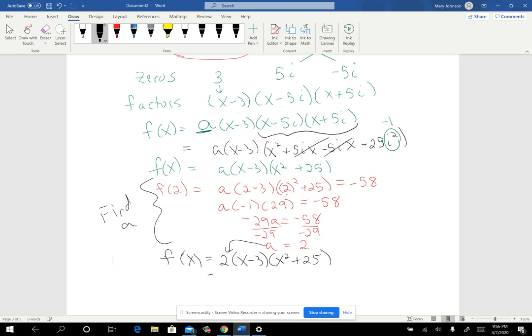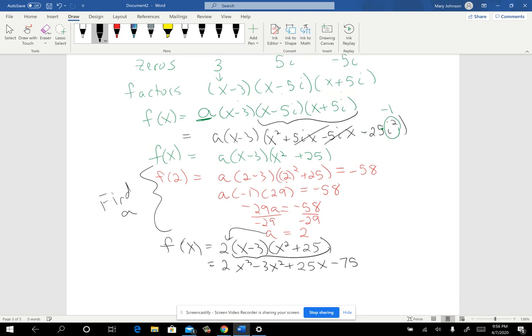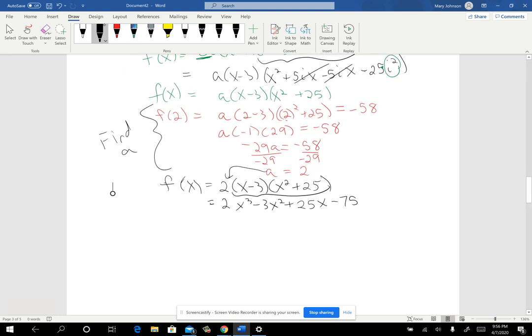All right, so now I'm going to finish it up by just finishing all the multiplying. So I'm going to FOIL these out, and I'll get an x to the third minus 3x squared plus 25x minus 75. So I multiplied them out, but don't write it like that. Don't forget that that's grouped. That 2 has to actually get distributed throughout. So you'll have 2x to the third minus 6x squared plus 50x, and then minus 150, okay?